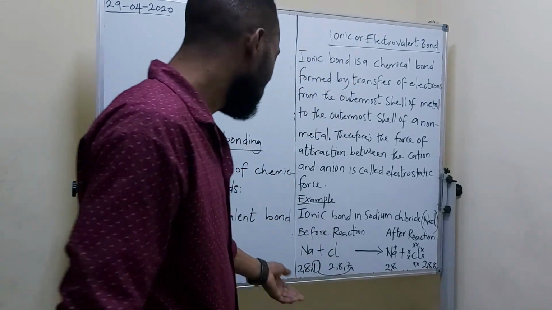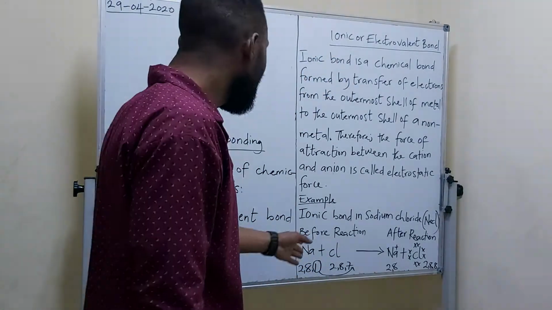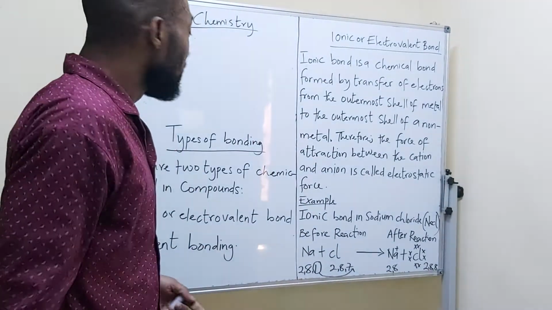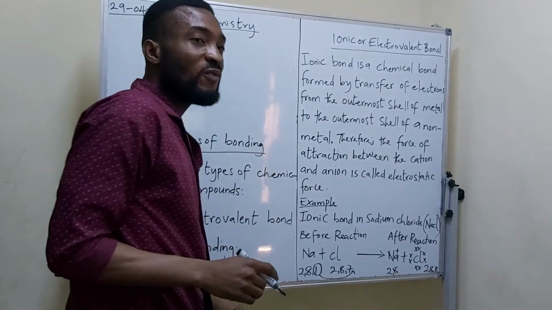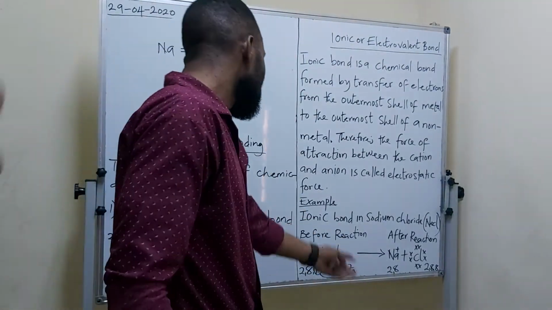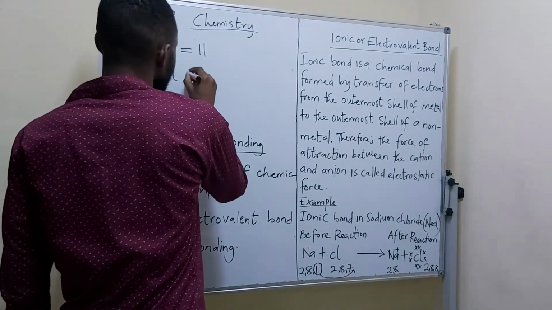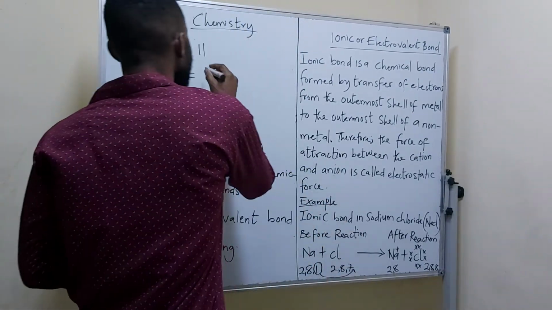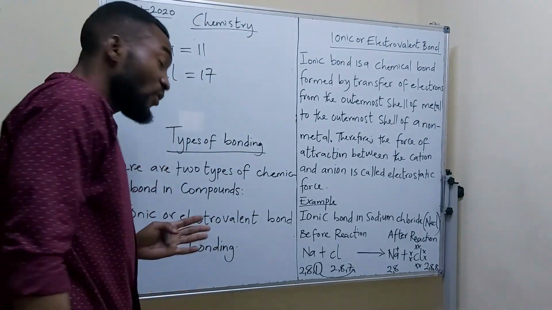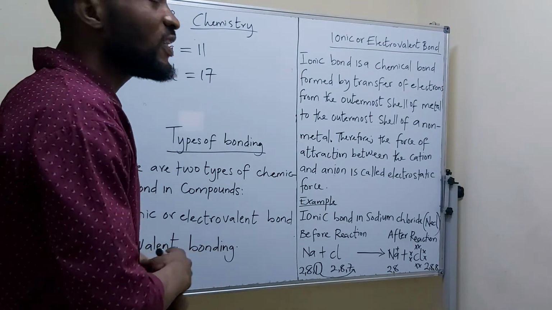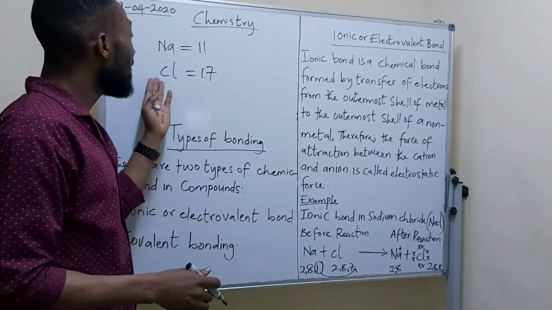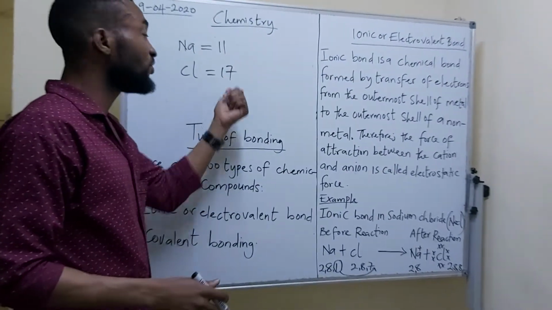Like we know, sodium is one of the elements popularly known as Na, and the atomic number for sodium is 11, as we all know. And chlorine, which is Cl, has atomic number 17. If you can see it clearly here, the atomic number for sodium is 11, and the atomic number for chlorine is 17.